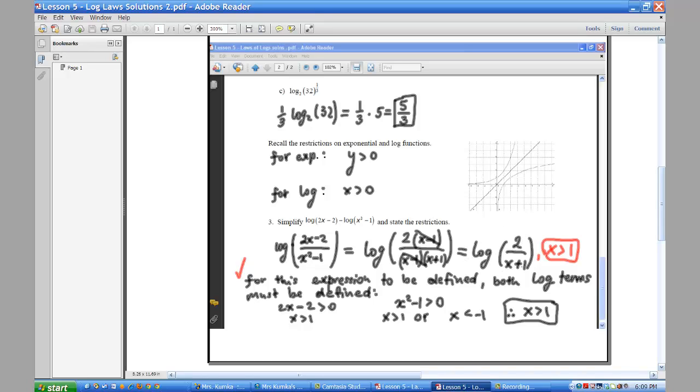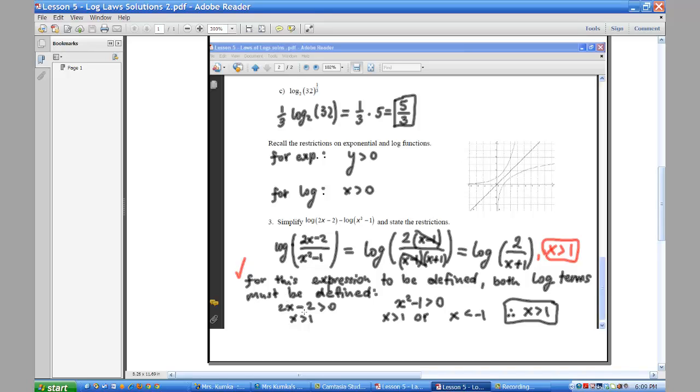However, this expression is only going to be true for certain values of x, and I want to find what those x's are. Because I know that my x has to be greater than 0, we cannot take log of 0, for example. For this expression to be defined, both log terms must be defined. So I'm going to take the first term, 2x minus 2, and the second term, x squared minus 1, and set them to be greater than 0.